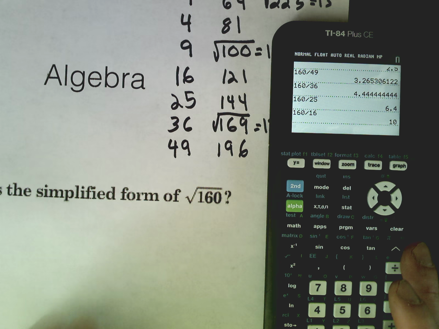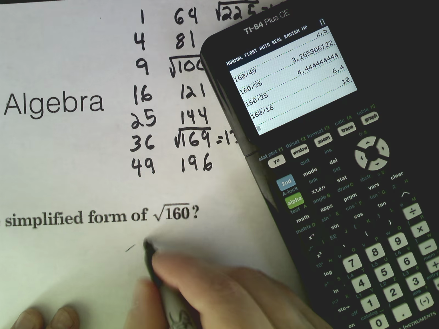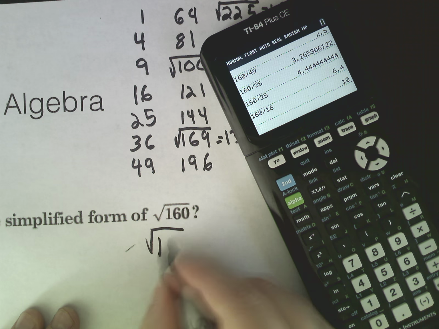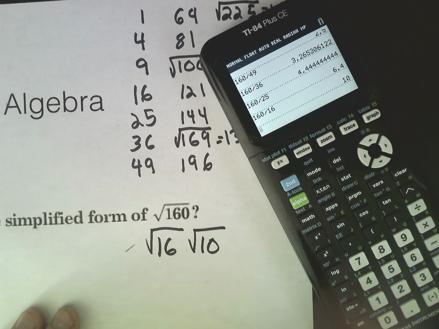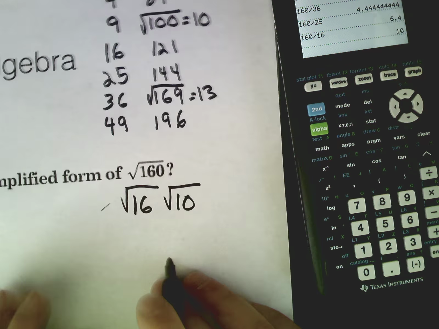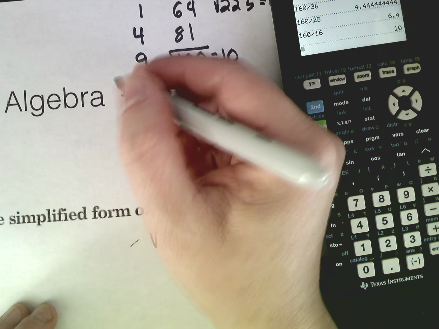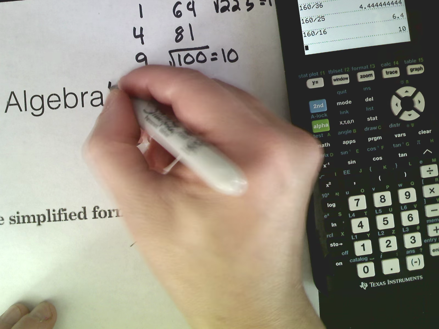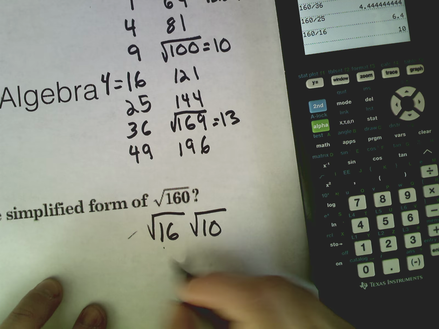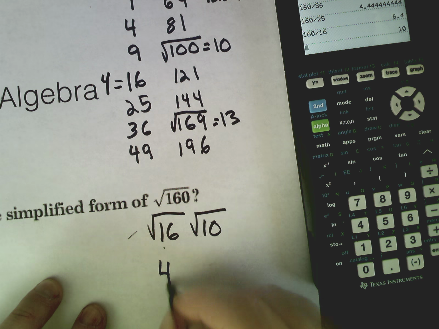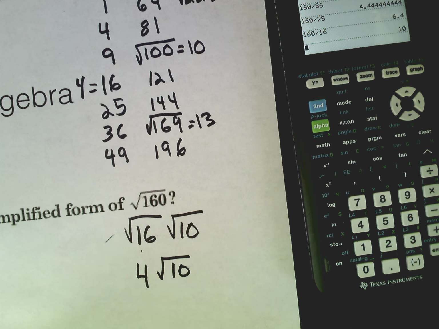So that means the square root of 160 is the same as the square root of 16 times the square root of 10. Those two numbers multiply together. So, wait a second. I know this one. Square root of 16, if we remember, or even if we put it into the calculator, we know it equals 4. And then I just leave this one here, square root of 10.